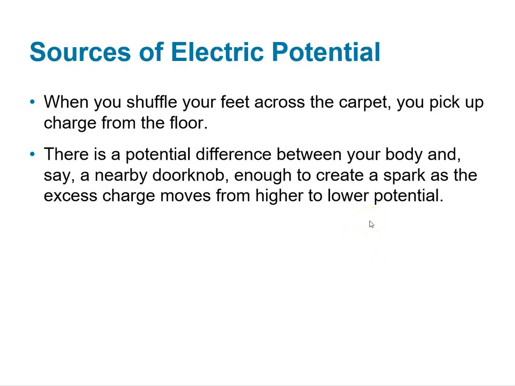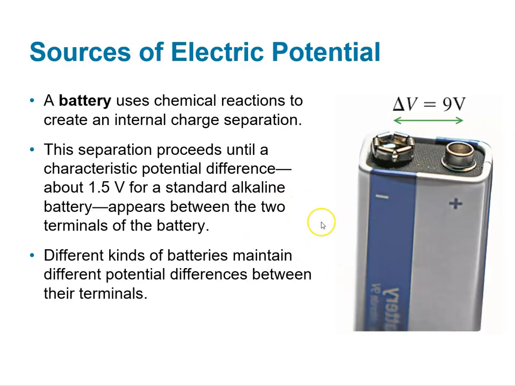Okay, so it says when you shuffle your feet across the carpet, you pick up charge from the floor. There's a potential difference between your body and something metal nearby, and it's enough to create a spark as the excess charge moves from higher potential to lower potential. Now, a battery uses a chemical reaction to separate charge. The potential between these two terminals is 9 volts. So different batteries have different potentials. And we'll talk more about how a battery separates charge in later chapters.